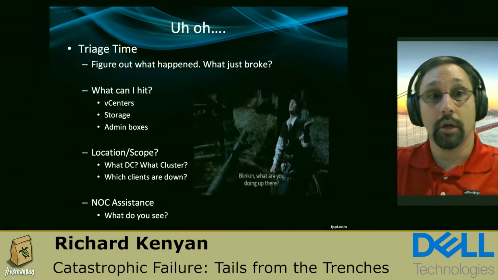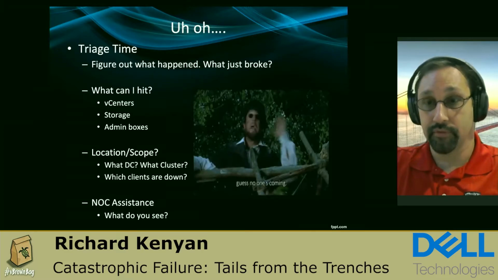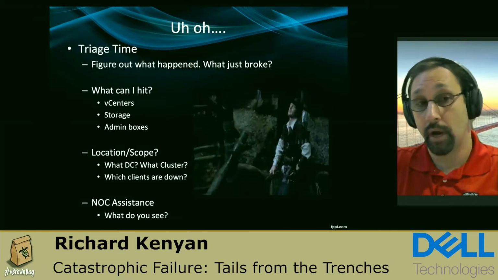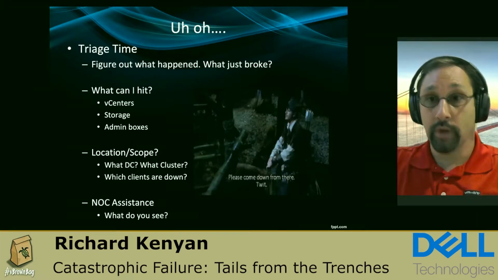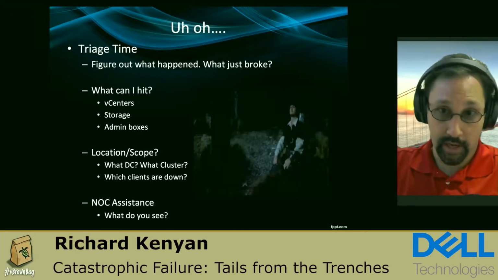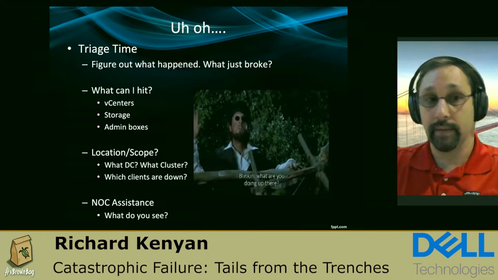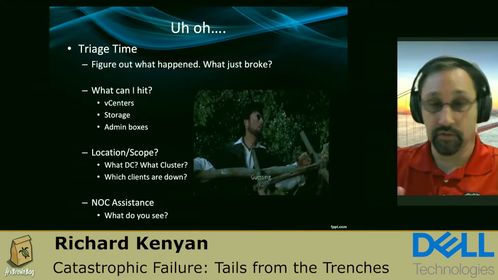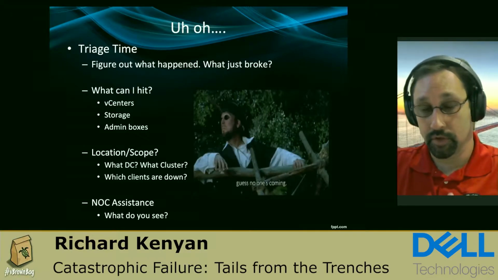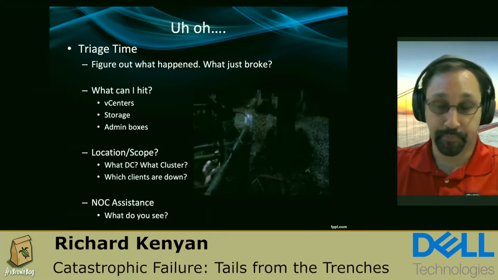What just went wrong? We have to figure out how it broke, what happened. So our first set of questions, once we realize there's a problem, is what can I, as a virtualization and storage administrator, hit right now? What's up and running? What's functional? What pieces are a problem? And that obviously is your vCenter, your storage controllers, as well as your general administration boxes.